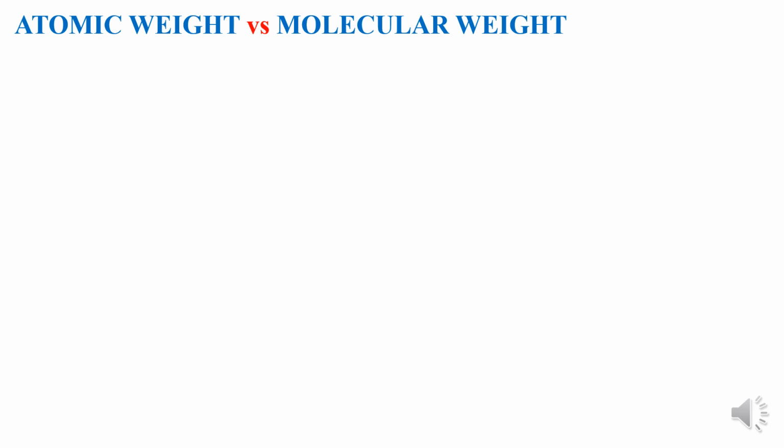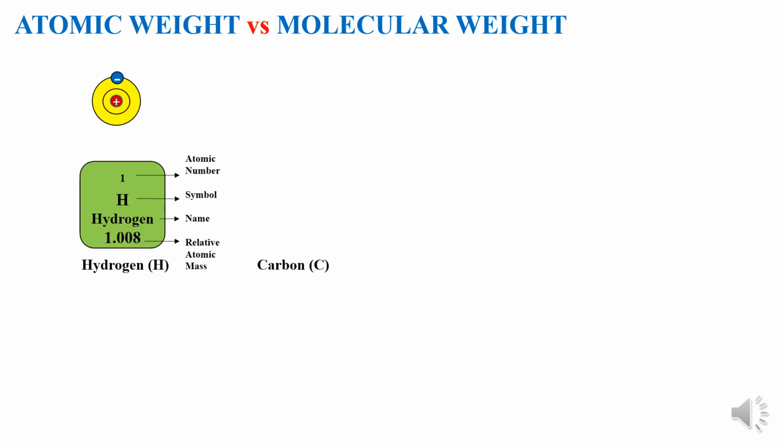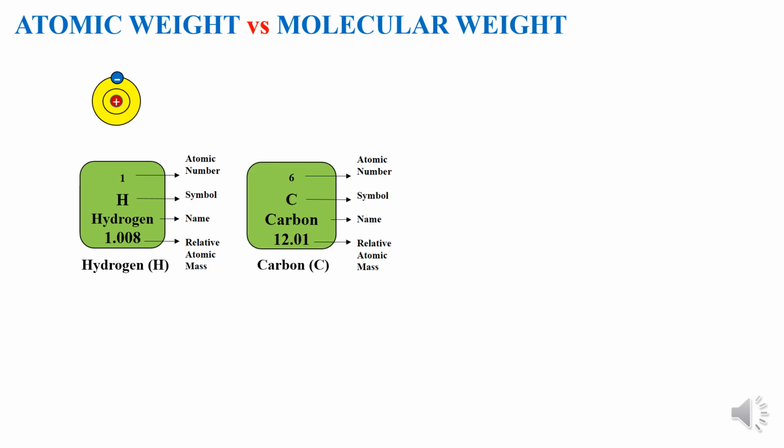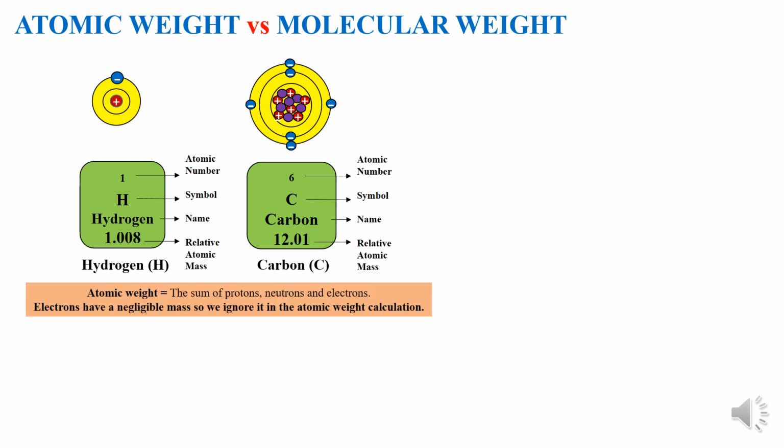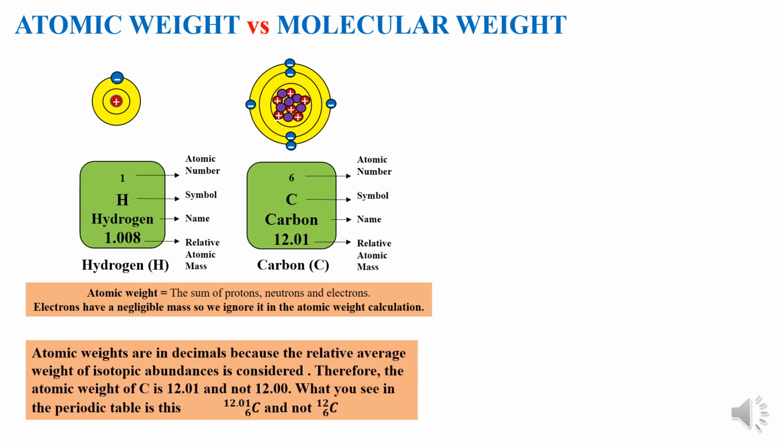And to summarize the discussion so far about atomic weight and molecular weight, you tried to understand the concept of atomic weight and molecular weight, their importance, and how they differ from each other. So electrons have a negligible mass, so we ignore it in the atomic weight calculation. And atomic weights, as seen in the periodic table, are mentioned in decimals because the relative average weight of isotopic abundance is considered.